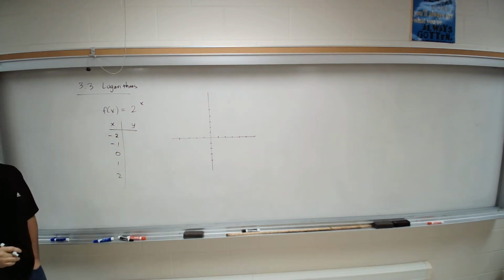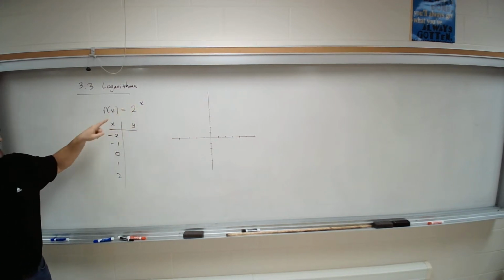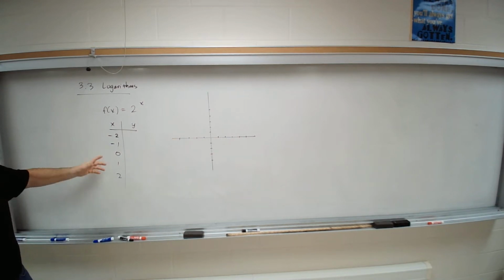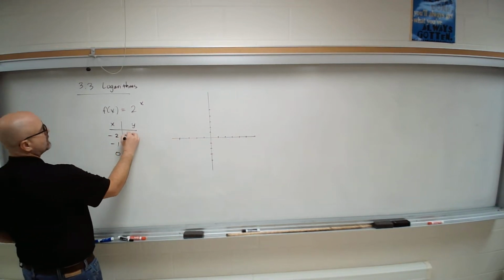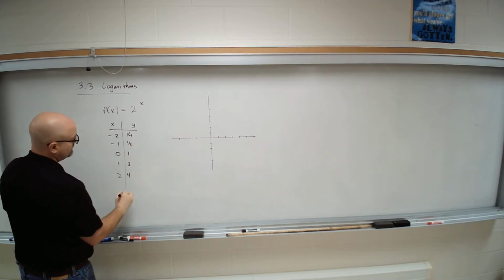So if we wanted to make a table for this, hopefully you go from -2 to 2, right? You want to have the center of the table where the exponent's equal to 0. It's usually a good location there. And then with this, we want to go ahead and fill these out. So we're going to get 1/4, 1/2, 1, 2, and 4.